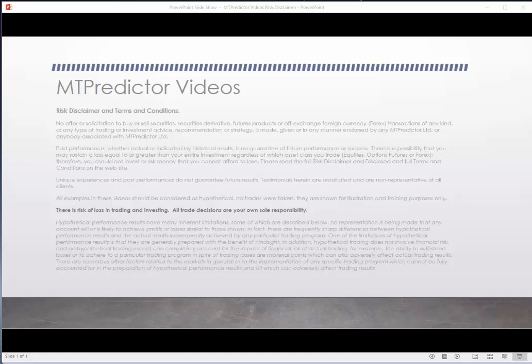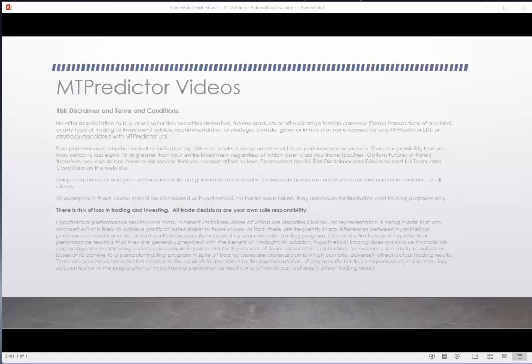In today's MTPredictor video, I'd like to follow up on the trade setup we were looking at in the 15-minute NASDAQ from yesterday. I always believe it's good to follow up on any analysis we've been doing to see how it unfolded, particularly as we were looking at that in real time yesterday.